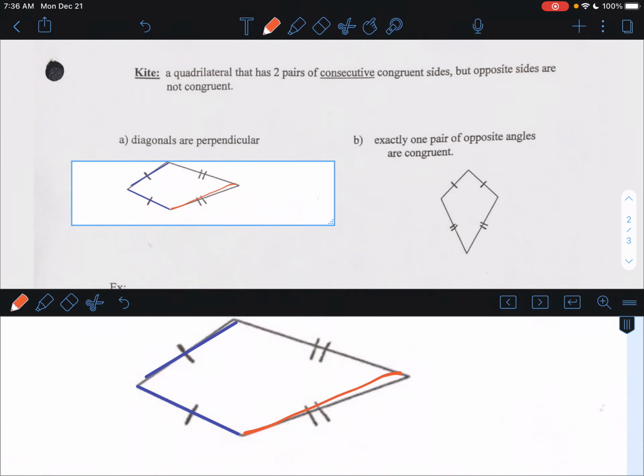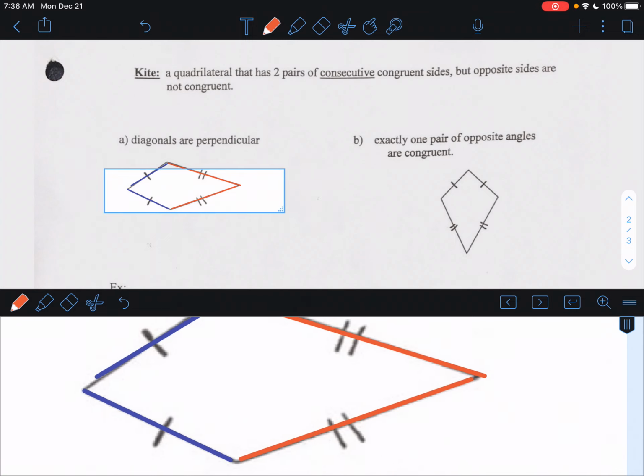additionally, these other two sides that are next to each other are congruent because they're marked with the two tick marks. But the sides that are across from each other are not congruent. It's just the sides that are next to each other. So if they're next to each other like that, then they're going to be congruent.